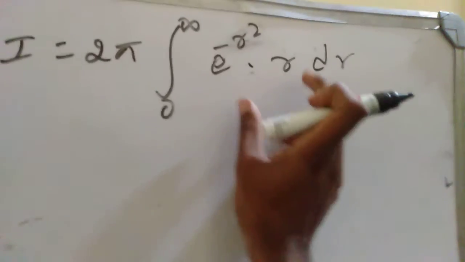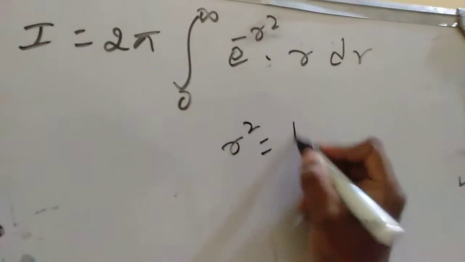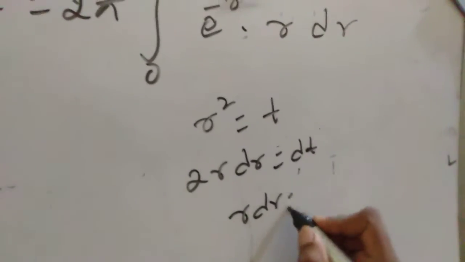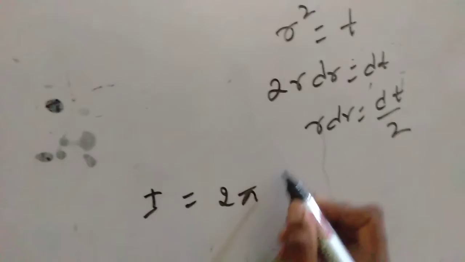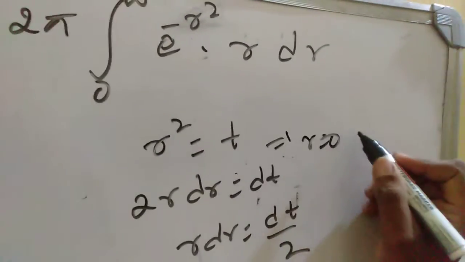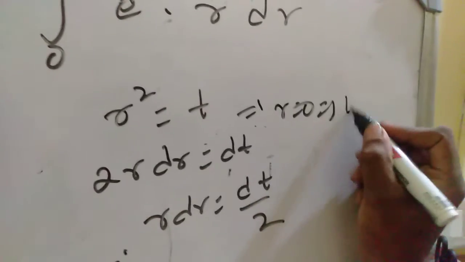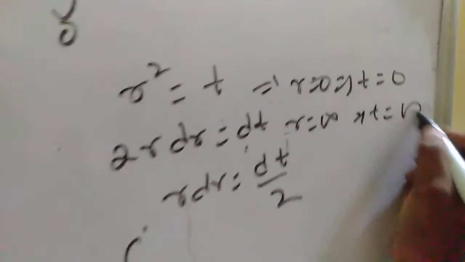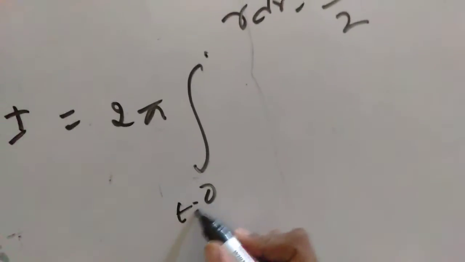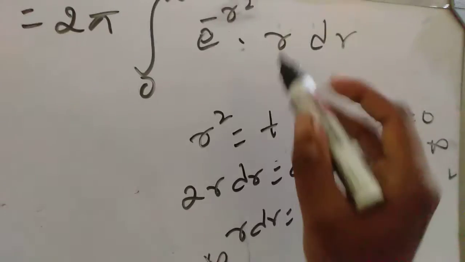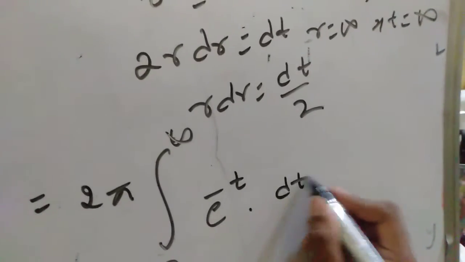Then we take again a substitution, that is r^2 = t, then 2r dr = dt and r dr = dt/2. Then this integral becomes I is equal to 2 pi times the integral from 0 to infinity. If r = 0, the limits also change: r = 0 gives t = 0, r = infinity gives t = infinity. Then the limits become t = 0 to infinity, e^(-t), and r dr value is dt/2.